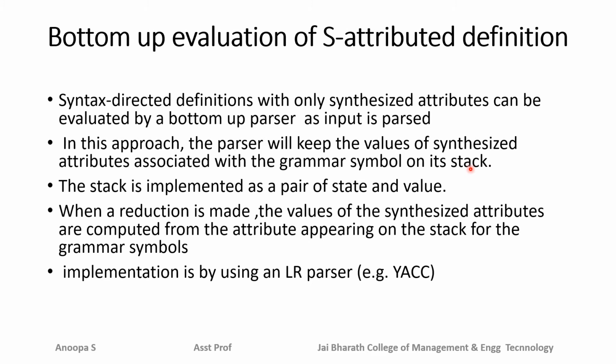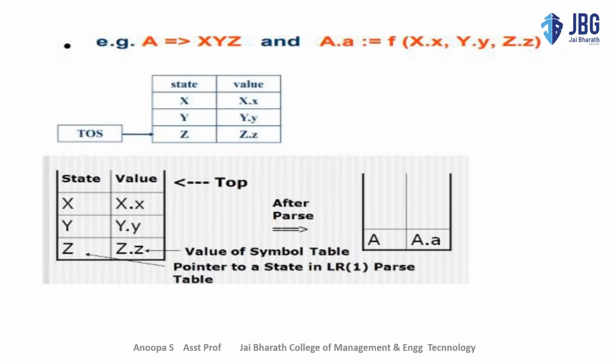And whenever a reduction is made, we will consult the stack and perform the necessary action. Okay, so when a reduction is made, the values of synthesized attributes are computed from the attributes appearing on the stack for the grammar symbols. And the implementation is by using an LR parser. So this is an example: A giving XYZ. Okay, so I have this stack here. A giving x, y, z.